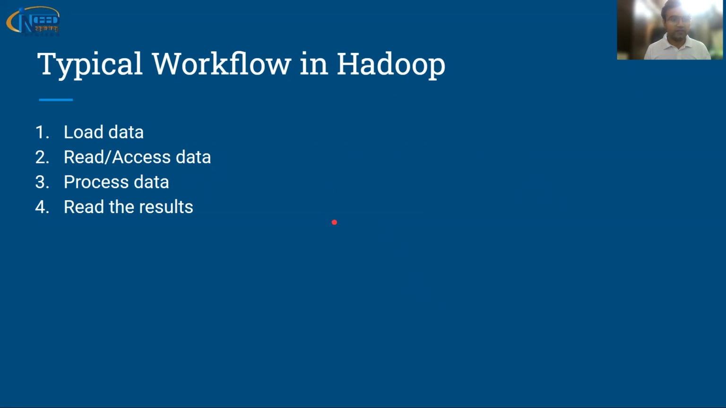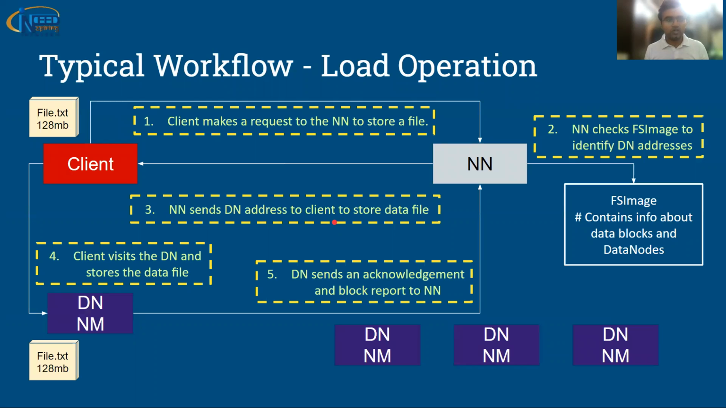Now let us try to start with the load operation. The basic load operation can be understood as follows. We have a client machine, we have name node from HDFS, and we have multiple data nodes from HDFS. I believe you remember that HDFS is made up of name node and multiple data nodes. So here we have multiple data nodes which will contribute their storage to create the whole set of HDFS. Now client basically has got data and client wants to store that data into HDFS.